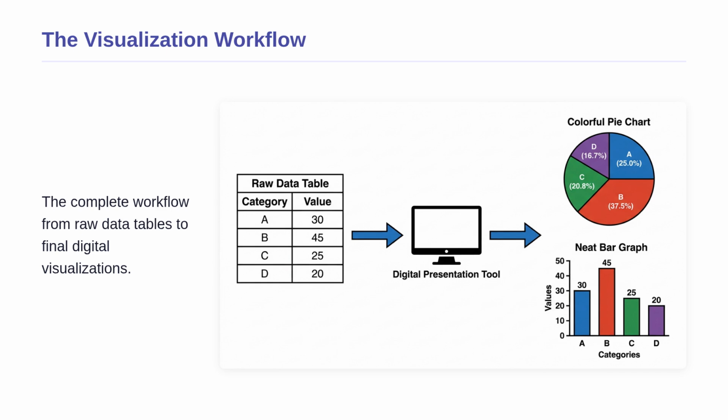The blue arrow shows this data being fed into the digital presentation tool, represented by the computer monitor in the center. Inside that computer, the software applies the angle and scaling formulas we just learned. Finally, the arrow on the right leads to the output, a colorful pie chart and a neat bar graph. The diagram perfectly captures how abstract numbers are transformed into clear, engaging visual formats that anyone can instantly understand.